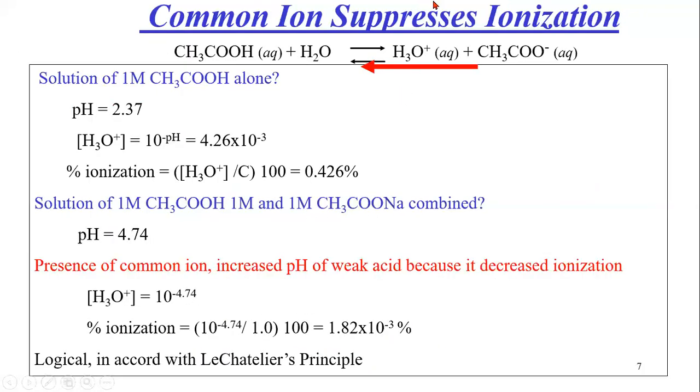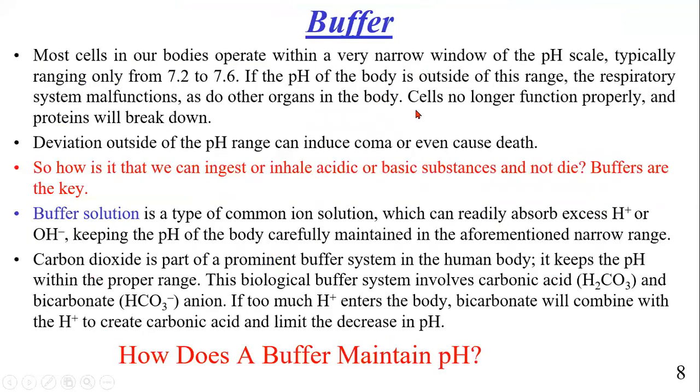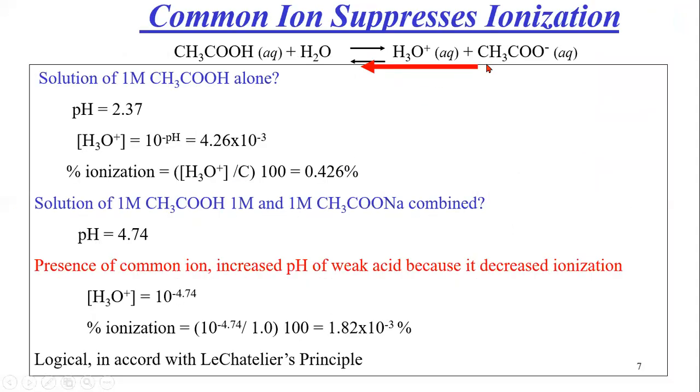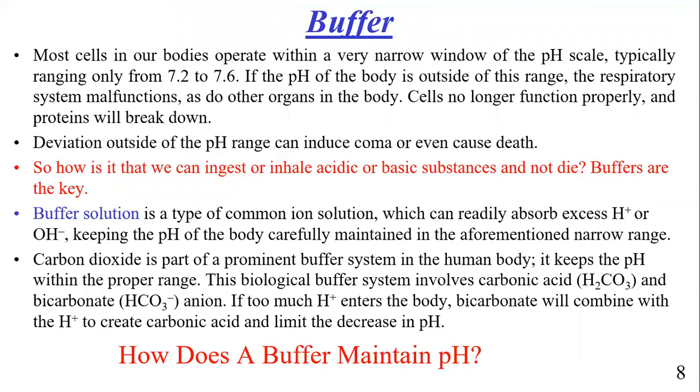The amount of H plus in my solution decreases due to Le Chatelier's principle. This guy is going backwards because I have already product, so this may go more in the back direction. Clear? So common ion effect decreases percent ionization, decreases the amount of H3O plus in solution. However, common ion of this sort increases my pH. A buffer.